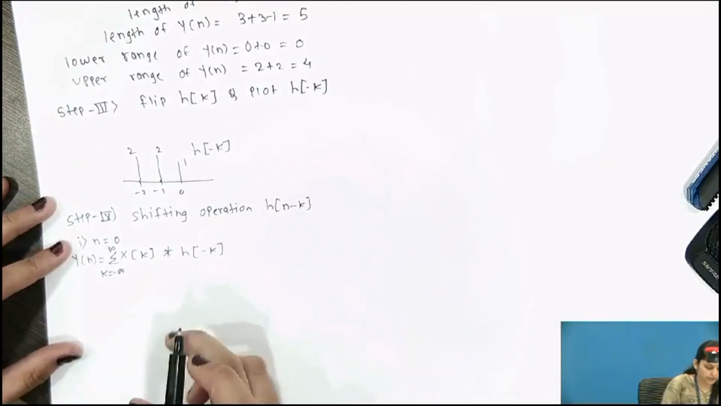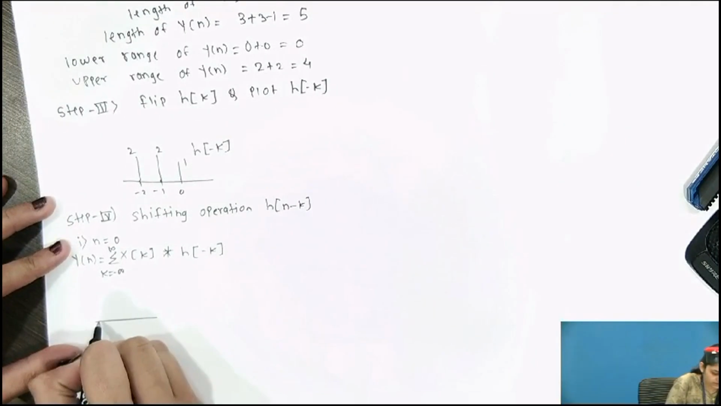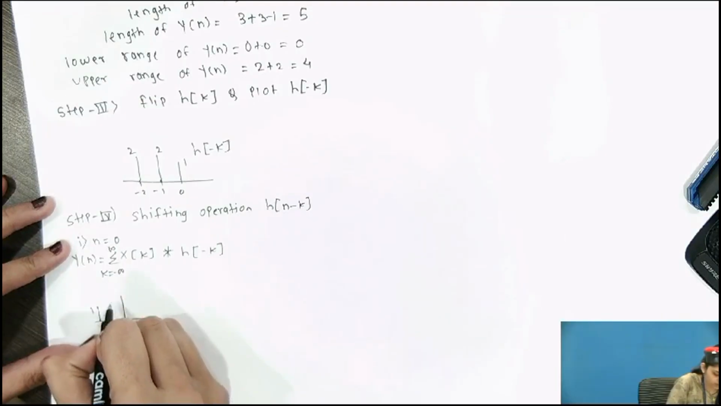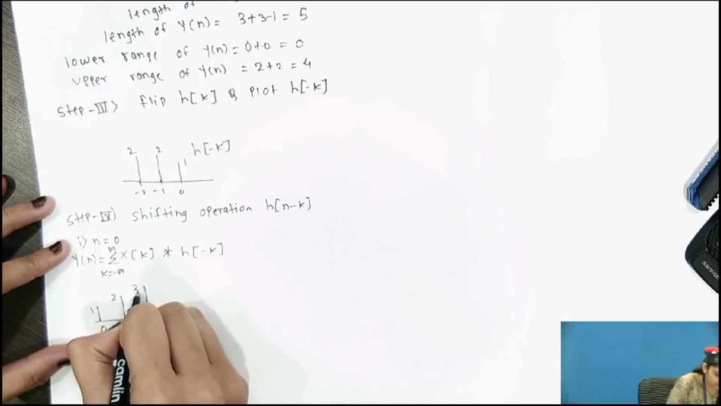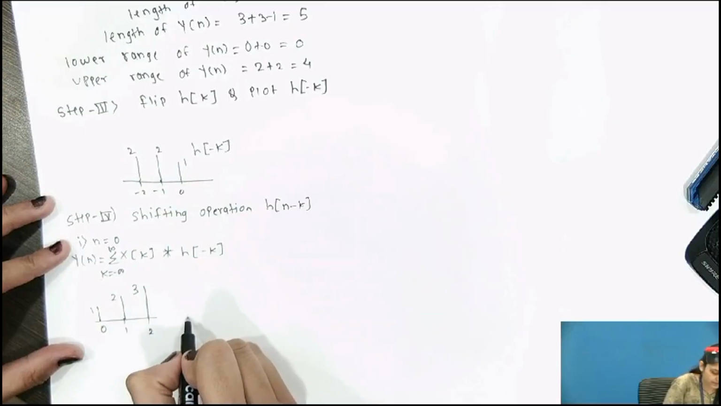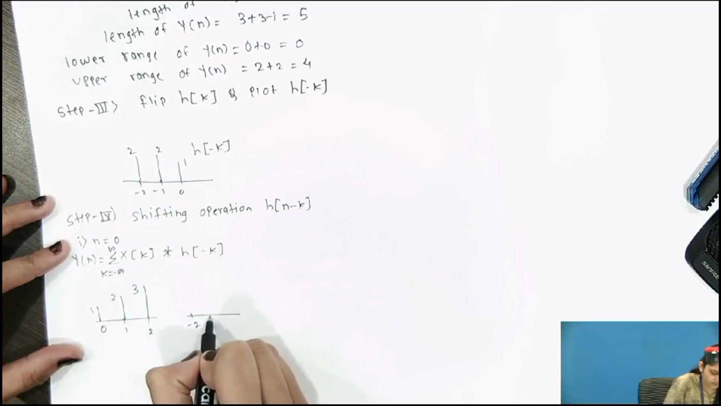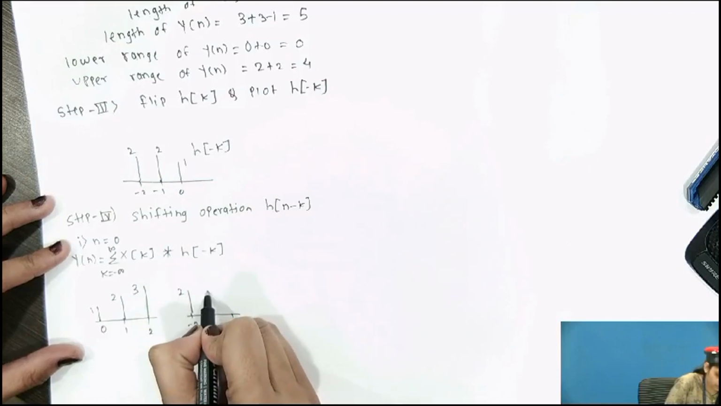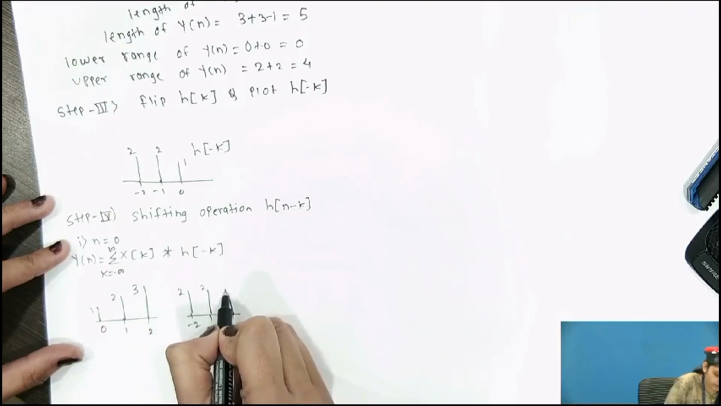So keep x of k as it is. It is 0, 1, 2, with amplitudes 1, 2, and 3. Now h of minus k. We plot h of minus k as it is here: minus 2, minus 1, 0. The amplitude is 2, 2, and for 0 it is 1.